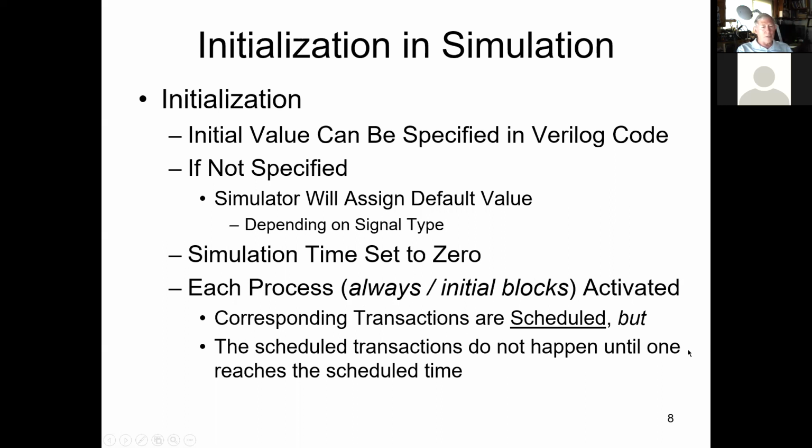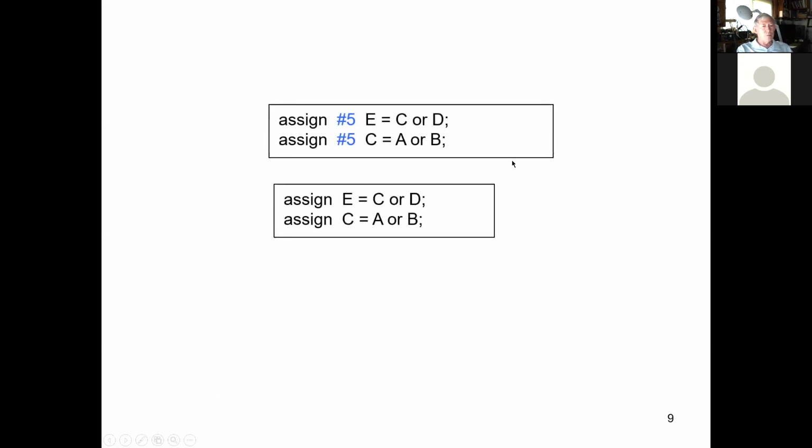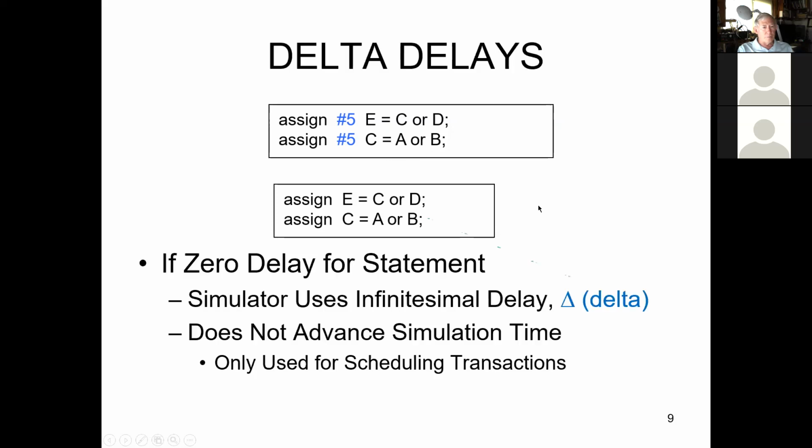So the scheduled transactions don't happen until one reaches the scheduled time. All right, so here's some code. So what are these? Are these inertial delays or transport delays in these two assignment statements? That's right, they're inertial delays, because transport delays would be on the other side of the assignment operator, the equal sign. All right, and here we specified no delays.